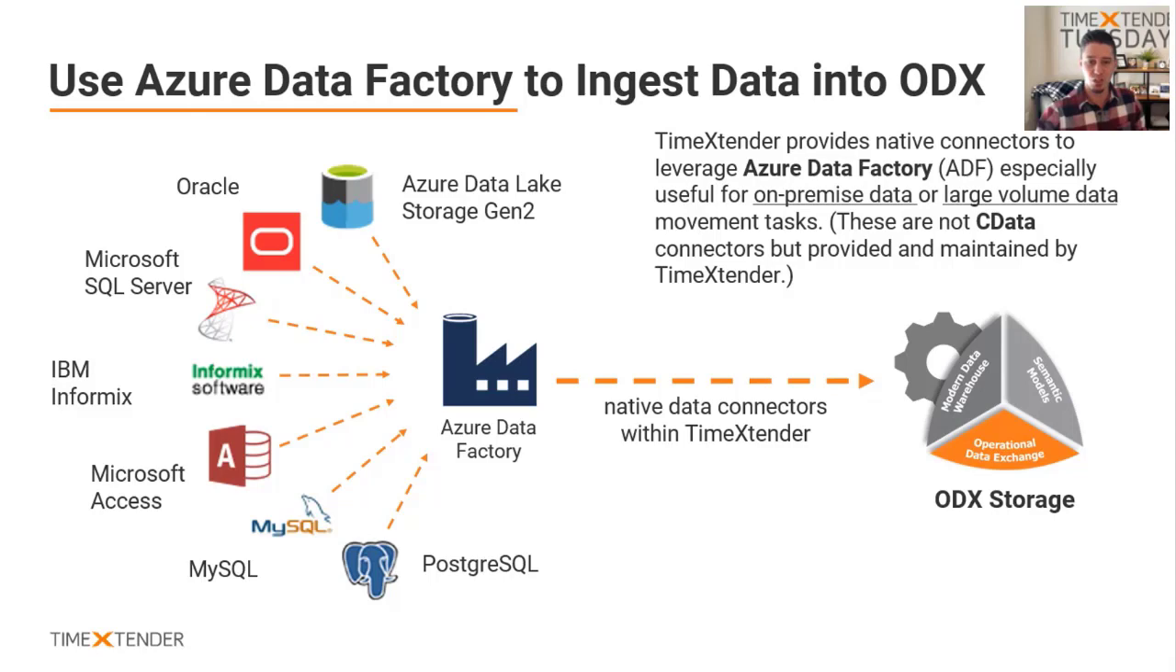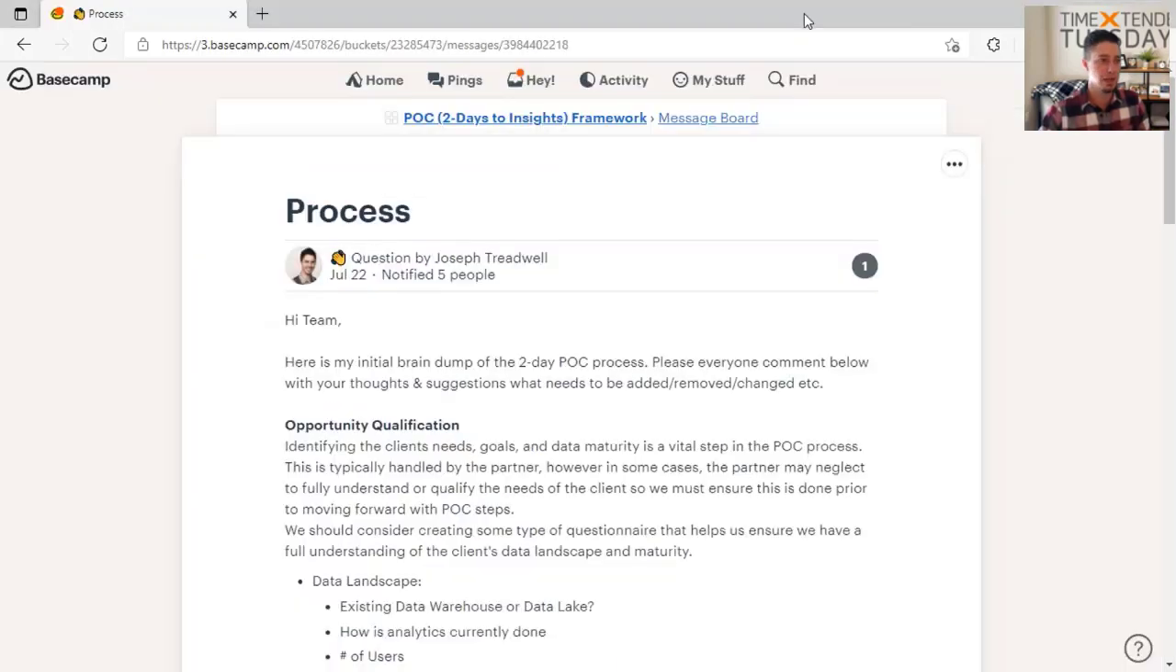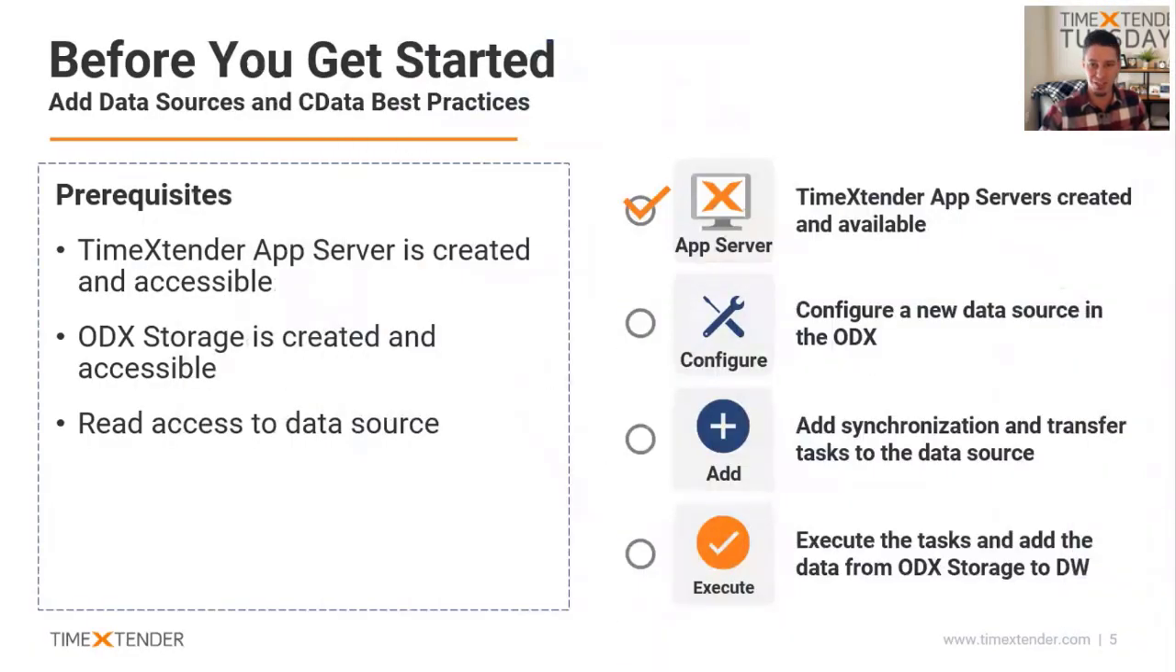Okay. So we've covered the different types of data sources that are available in TimeXtender. Let's go ahead and jump into the demo. For today's demo, we're going to use one of the CData data sources, one of the more common ones, which is a generic REST connector, getting connected to a REST provider. So let's go ahead and walk through that today. Let me move my screens around here.